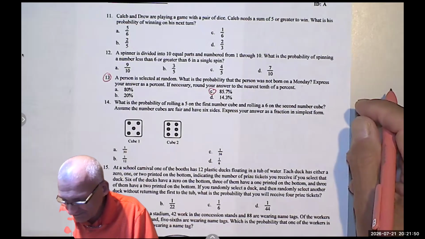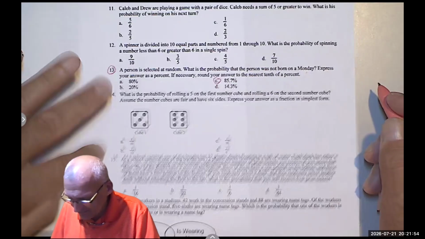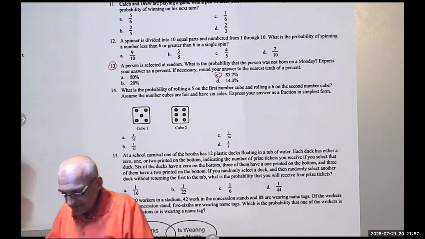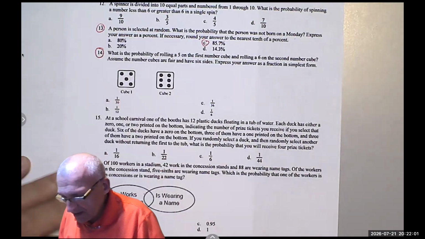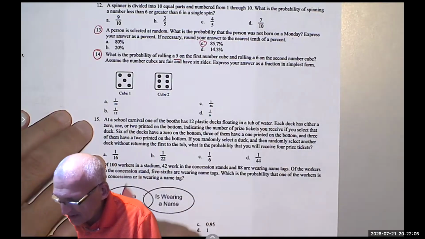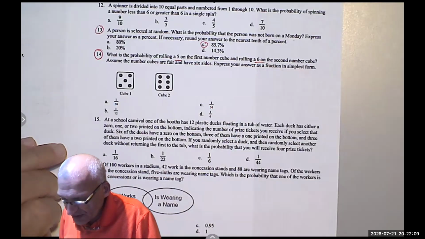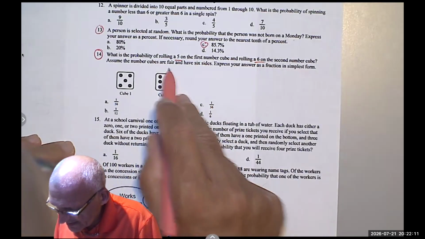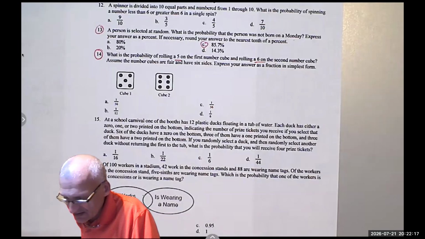Should you do 14 and 16 or 14 and 15? Because I think this is very similar to the previous one. Let's look at 14. What is the probability of rolling a 5 on the first number cube and rolling a 6 on the second number cube? Assume the number cubes are fair and have 6 sides. Express your answer as a fraction in simplest form. This is funny.